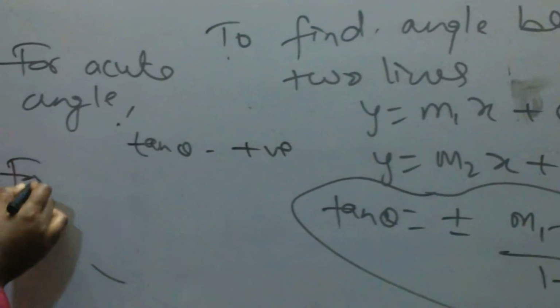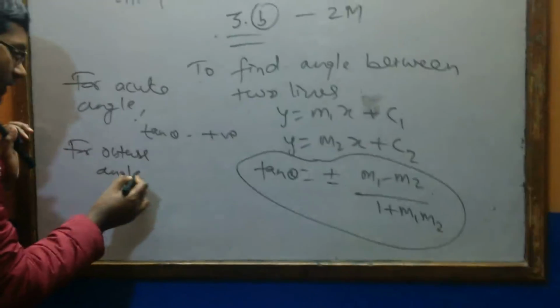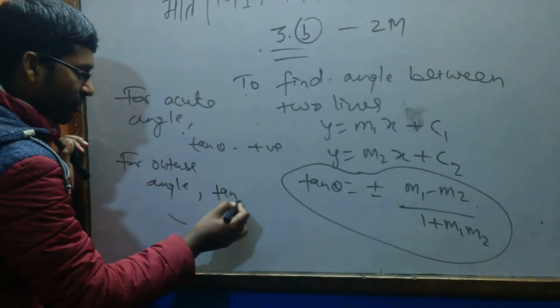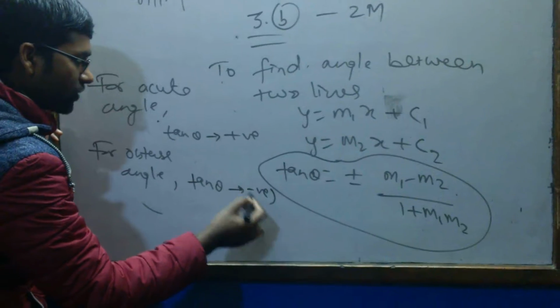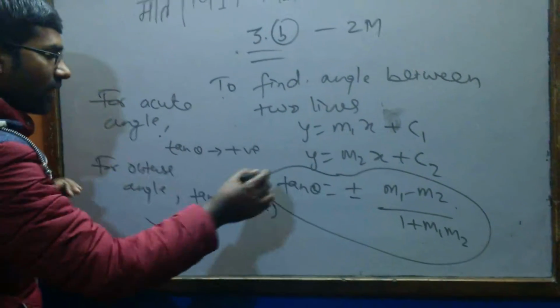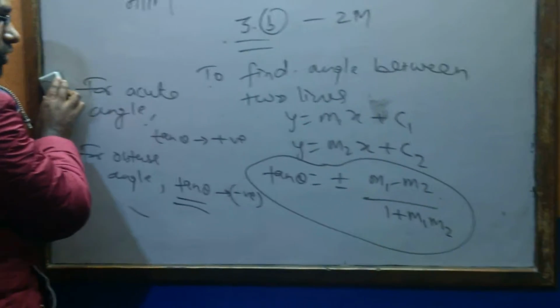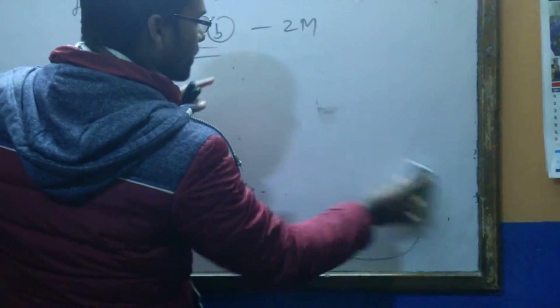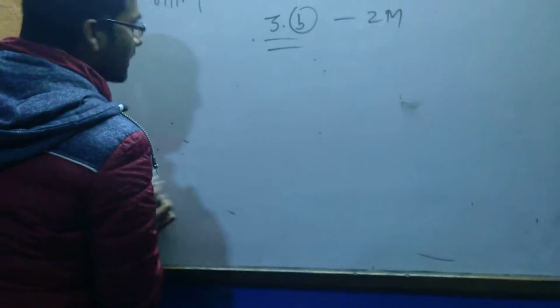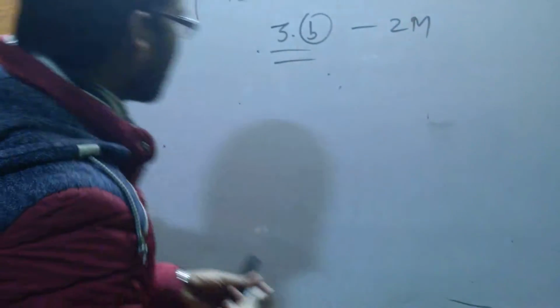For an obtuse angle, choose the sign which will give tan theta negative. Now let me solve one problem to make it clearer. So these are all the concepts for solving question number 3b from straight line. Now let me take one question and solve.